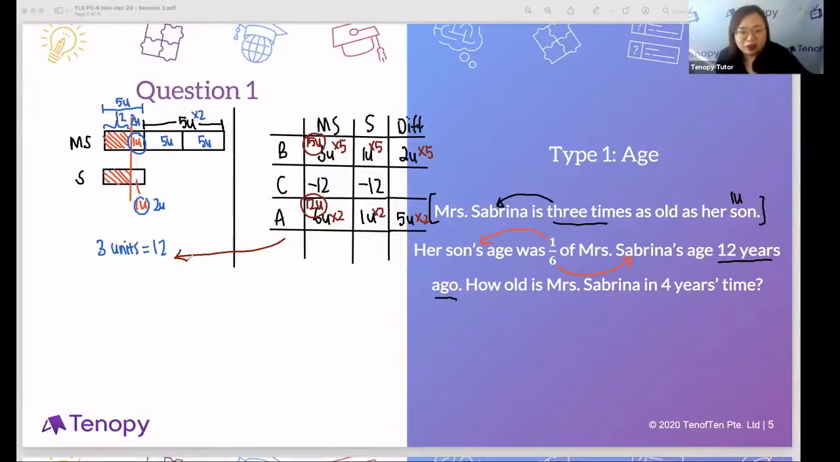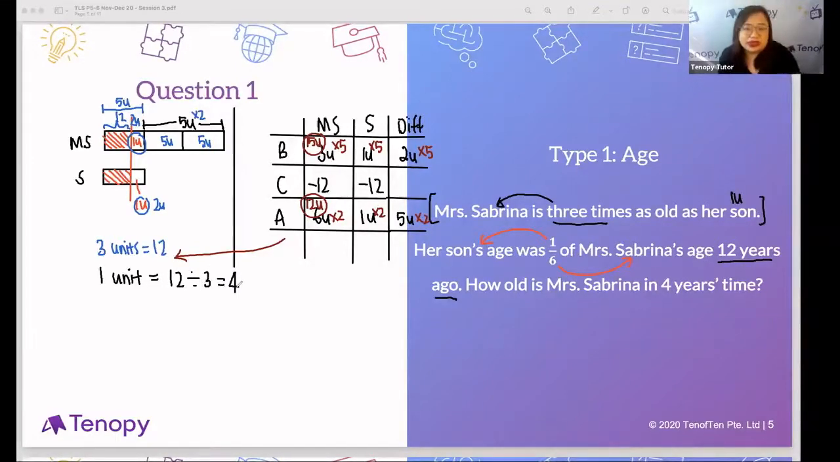Anyone have any idea? What should I do next? I know my 3 units stands for 12. I need to continue with other calculations. What should I find now? Okay, so 3 units is 12. I want to find 1 unit, which is 12 divided by 3 to get 4.